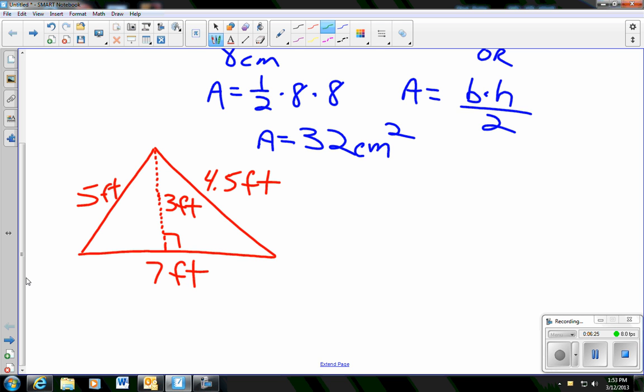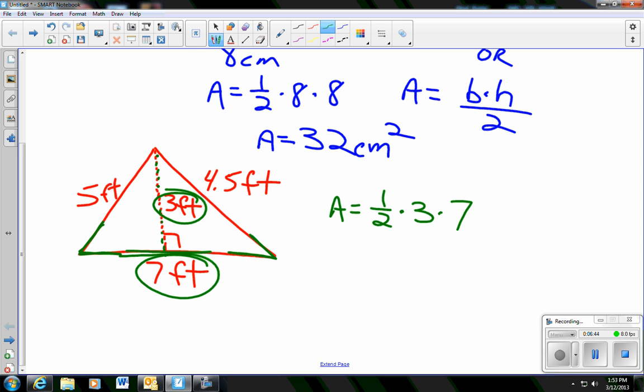So 4.5 and 7 do not form a right angle. 5 and 7 do not form an angle. So this is our height. The 3 feet forms a right angle with 7 feet. So we need the 3 feet and the 7 feet. So we would say that area equals 1/2 times 3 times 7. If you multiply all of those together, you'll get 10.5 feet squared.